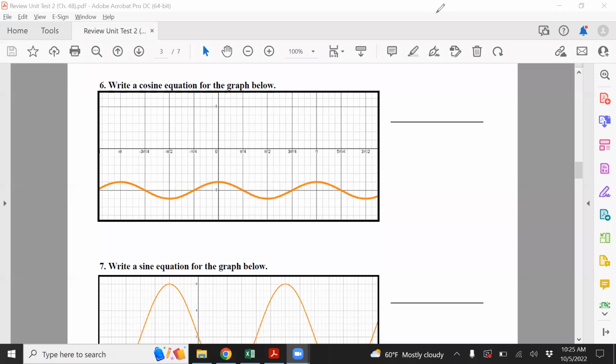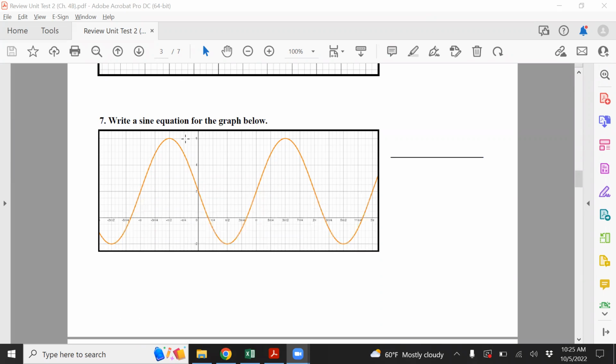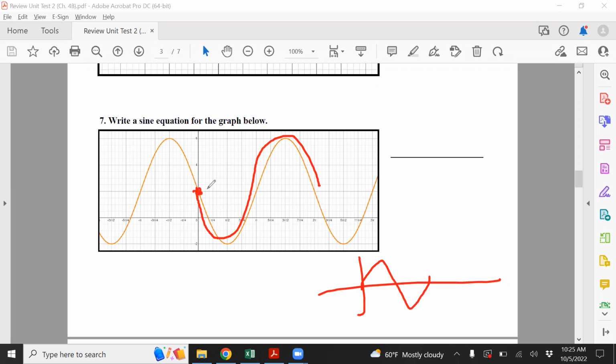Okay, was there a question? Yep. Same methodology, right? Because now it's starting at the midline, which is what cosine does. Cosine starts at the midline. Because traditionally sine looks like this that I'm tracing right now, but this is going to be flipped over. This is going down, then up. So your A value is going to be negative for that one.